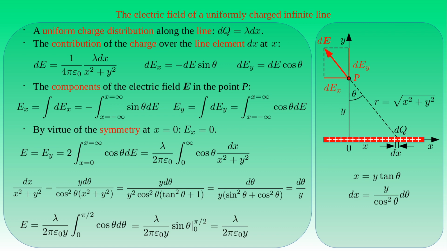Therefore, the magnitude E of the electric field created by a uniformly charged infinite line at any point with the distance y from the line is given by the charge density lambda divided by 2 pi times epsilon naught times the distance y. The electric field points radially away from the positively charged line. This formula shows that the magnitude of the field is inversely proportional to the distance from the line, that is, the electric field of a point charge falls off faster at large distances than the one created by the uniformly charged infinite line or wire.